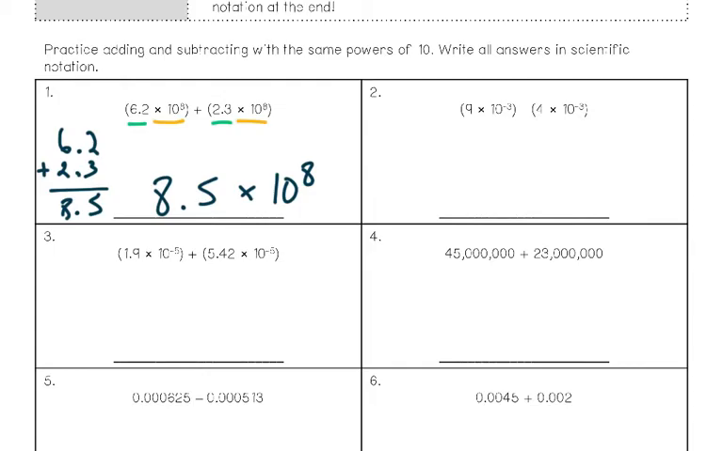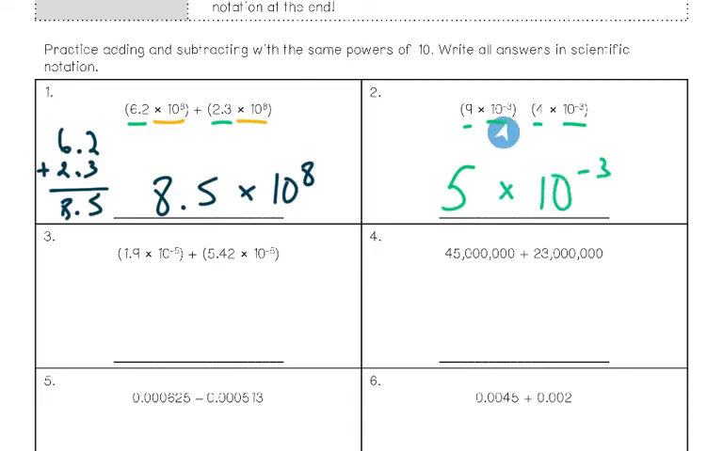Instead of typing all this out, I know that these are the same base 10, 10 to the negative third, 10 to the negative third power. So I can keep those and just subtract 9 minus 4. So 9 minus 4 is 5, and then keep the times 10 to the power of negative 3. And that's it. That's all you got to do.